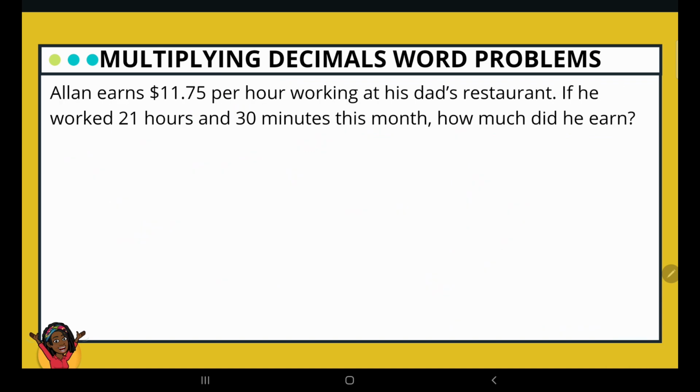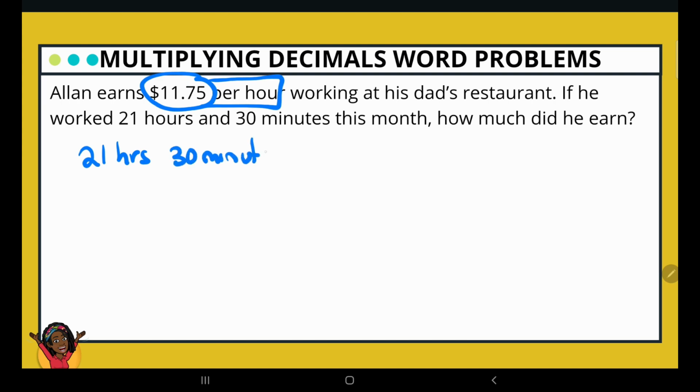Alan earns $11.75 per hour working at his dad's restaurant. If he worked 21 hours and 30 minutes this month, how much did he earn? Here we have that he's earning $11.75, and that's per hour. And we know the idea of per represents 1 hour. Okay, let's just circle that better. And we're saying that he worked 21 hours and 30 minutes.